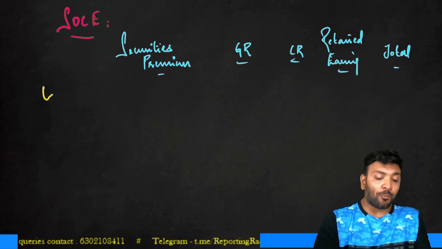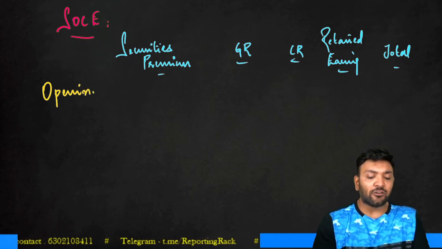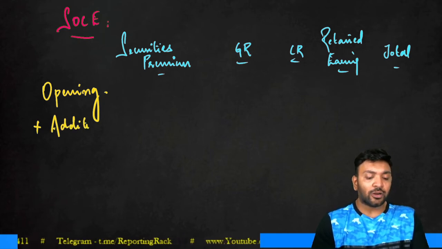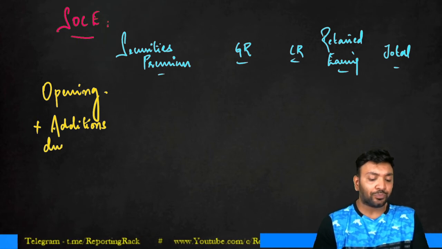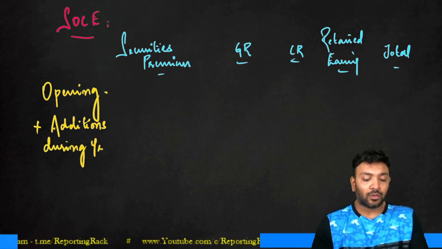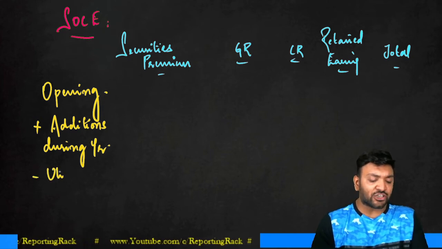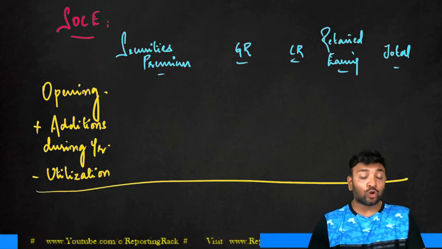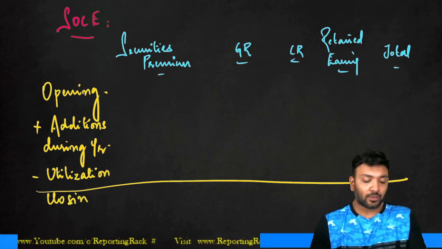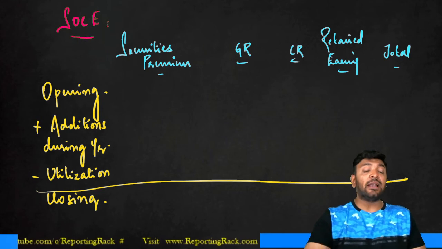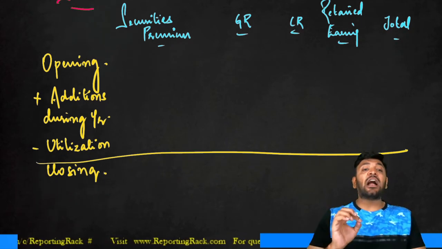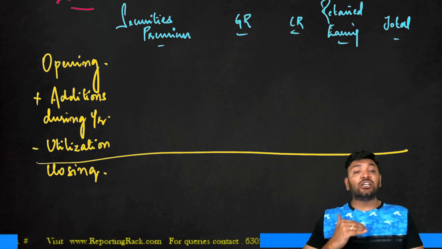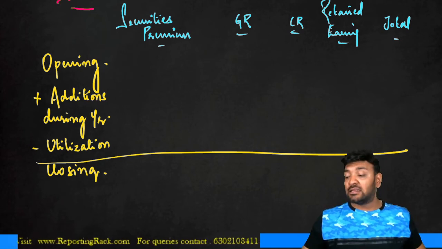It should start with the opening balance of the reserves at the beginning of the year, should be added with the additions during the year, should be reduced by utilizations during the year, and finally we'll come to closing balances. This is a reconciliation statement which every enterprise has to present as a part of its statement of changes in equity. They'll have to present each reserve's opening balance and their reconciliation to the closing balance, where there is an addition during the year and there is a utilization.